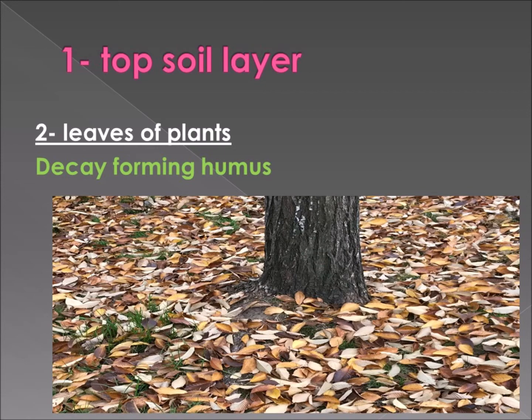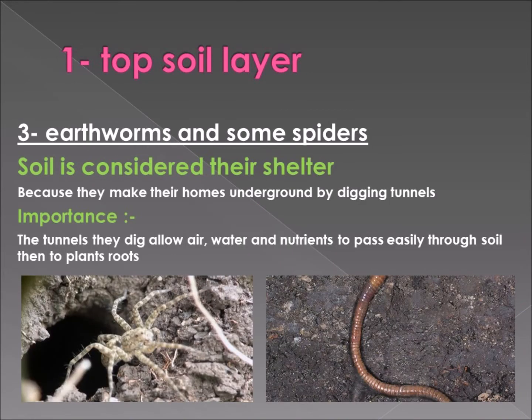Yes, we all know that the green plants are living organisms like you. They respire and take water and eat using photosynthesis process. Okay, so this leaves is a living organism and now it's dead, so it will decay, forming humus. This is the second thing. The third thing is earthworm and some spiders.